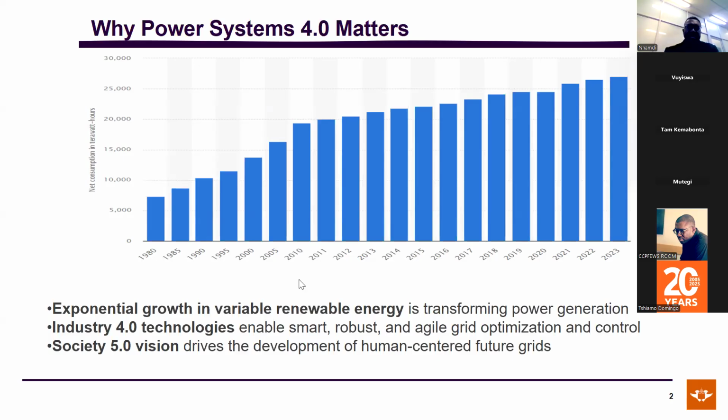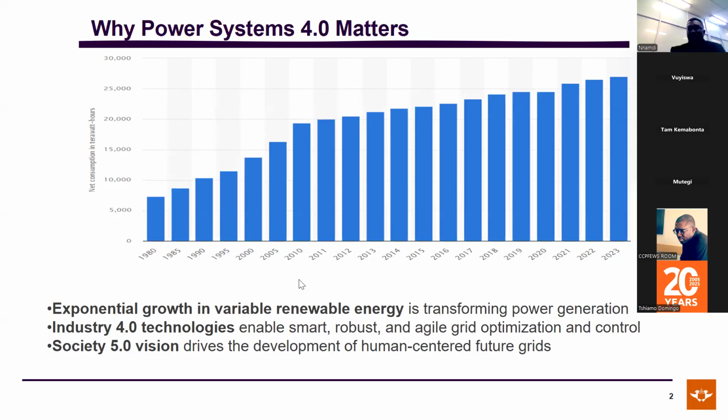And the second key driver is Industry 4.0 technologies, which is finally enabling the smart, robust, and agile grid optimization and control systems that power system operators have been angling for decades. There are now IoT sensors, artificial intelligence, and smart communication technologies that can make smart grids a reality rather than just a concept.